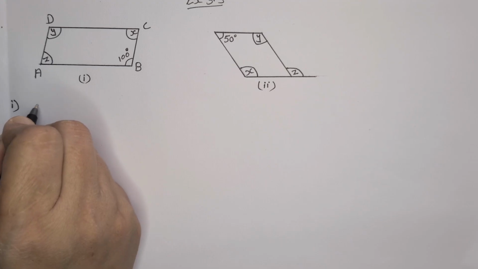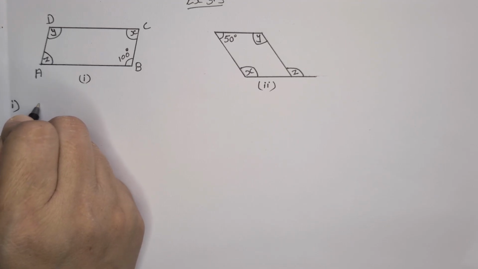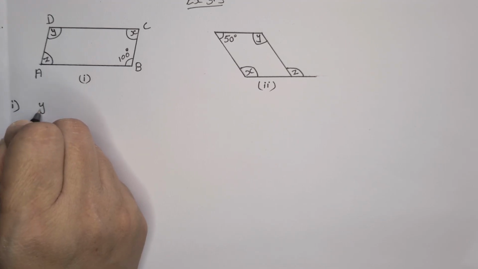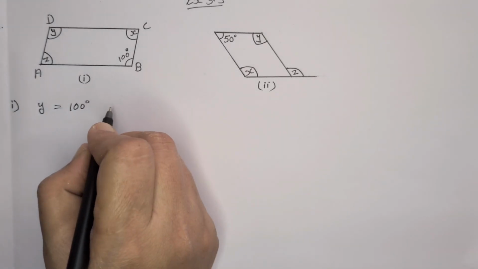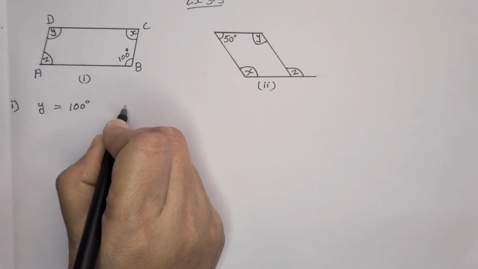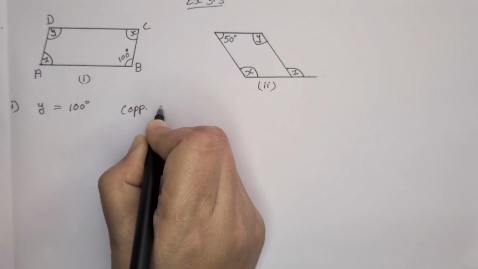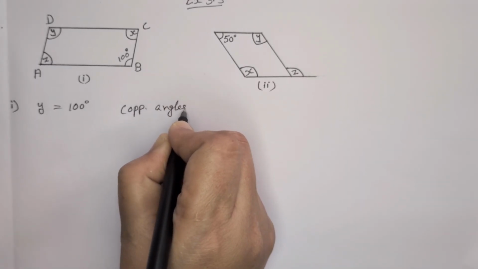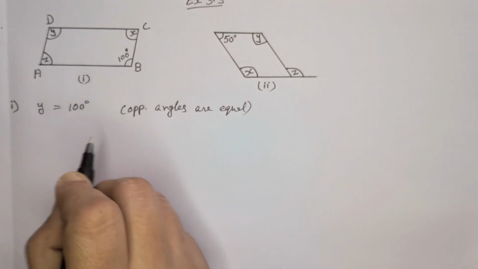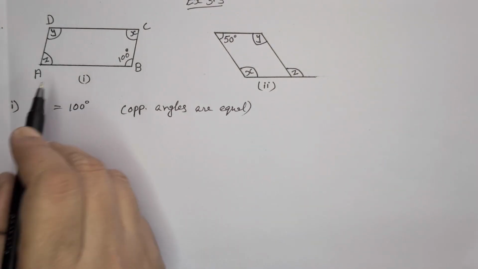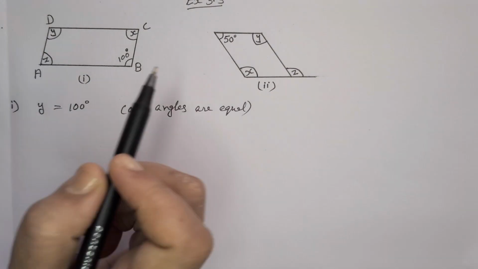So we can write y is equal to 100 degree. What is the reason? Opposite angles are equal. Opposite angles in a parallelogram are equal. Y is equal to 100 degree.